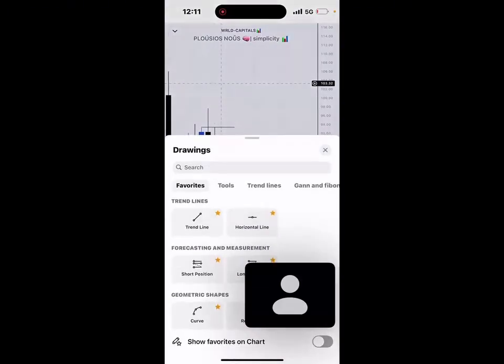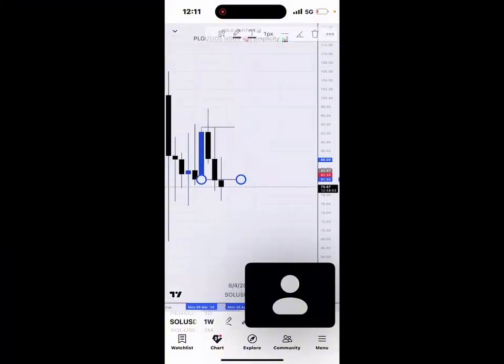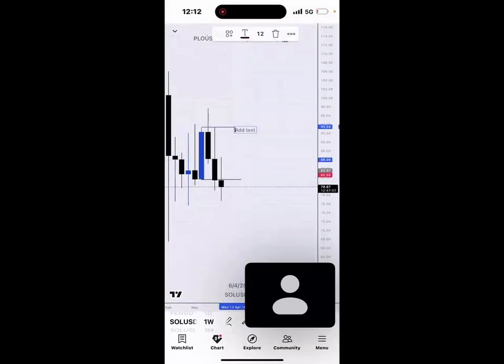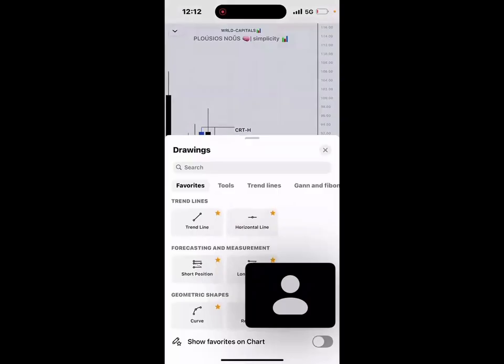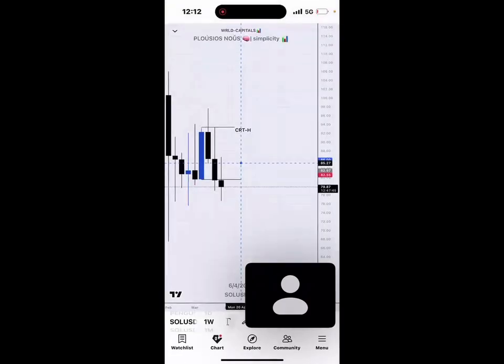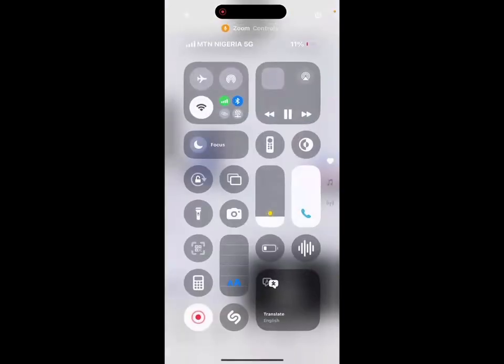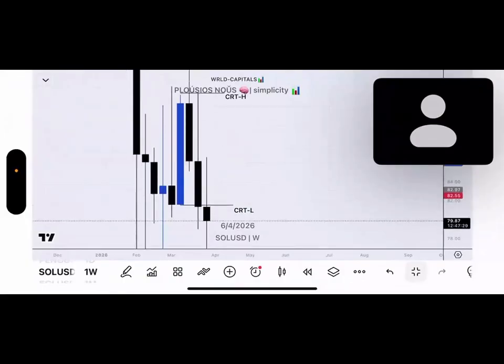So for CRT, this is the line I'm marking out for you here. This is CRT high. I'll also enlarge my screen very soon. This is CRT low. So we already have our CRT high and CRT low, and price has already formed a distribution candle.